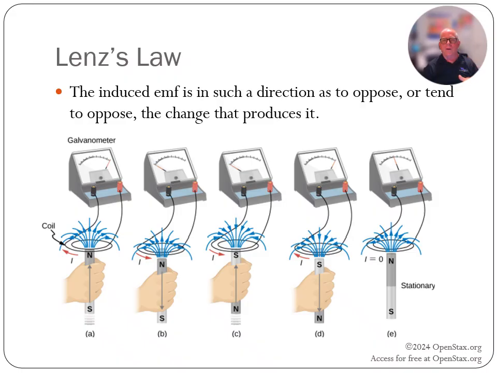So therefore, according to Lenz's law, in order to oppose the change in flux, we need to have a field that points up. And how do you get a field that points up?